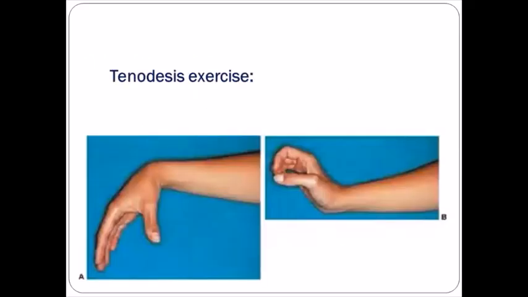Then another one is the tenodesis exercises. As I told, the wrist will be in flexed position. During that time, the MCP and IP will be extended. And when you go for the wrist in extension, the MCP, PIP, and DIP will all be flexed. This is a very good exercise for gliding of tendon.